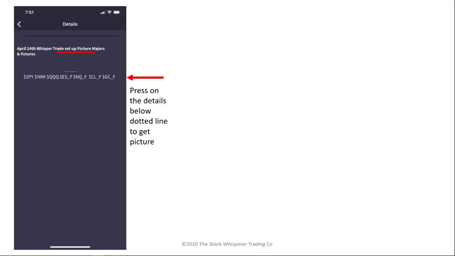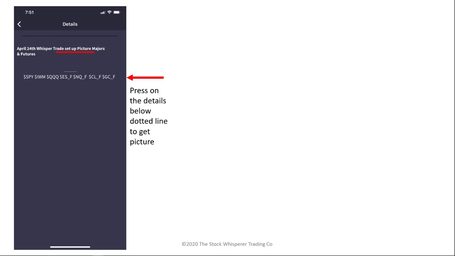All right, let's move on to this next slide. So when it comes to pictures, once I'm done with mapping out in the morning, I come in really early, by the way, as many of you noticed. I come in early at about 3 a.m. my time, 6 o'clock New York time, and I start mapping out the trades. Once I'm done with half of them, the major ETFs and the futures, I will take a picture.